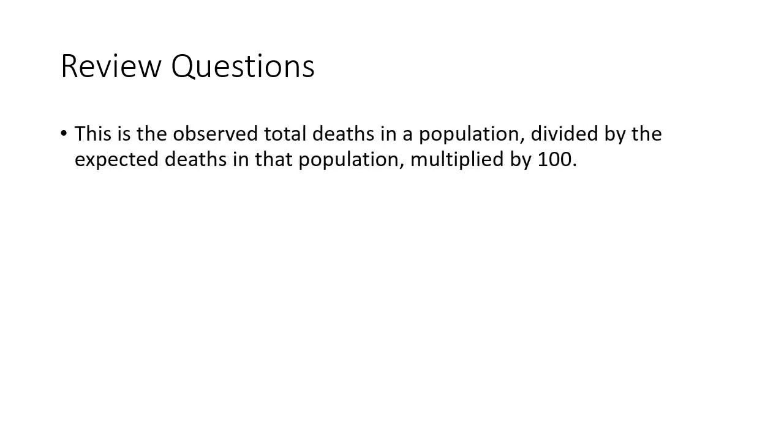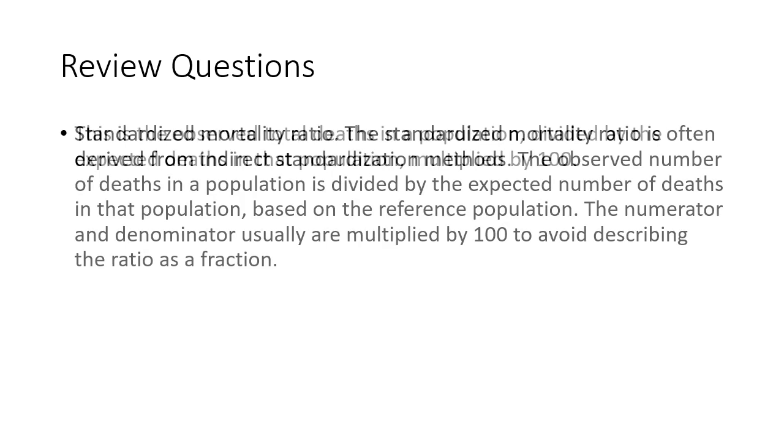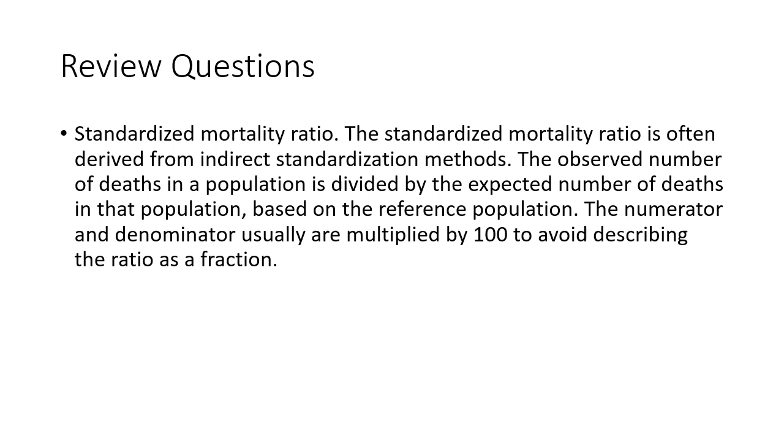Okay, so this is the observed total deaths in a population divided by the expected deaths in that population, multiplied by 100. What was this? It's going to be the standardized mortality ratio, right? So this gives us an idea, being able to compare what we'd expect the number of deaths to be in a particular group or time frame, and then actually taking the number that we see and comparing it. That will give us an idea: is death occurring less frequently? Is it happening more frequently? Again, it's looking at the observed versus the expected.